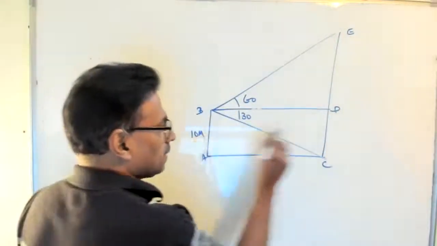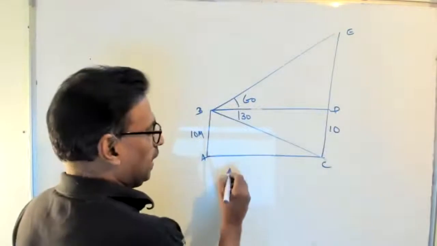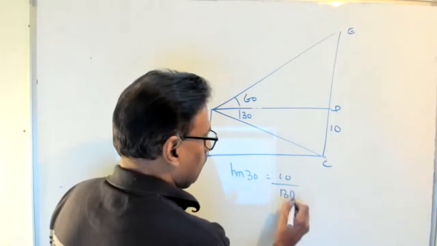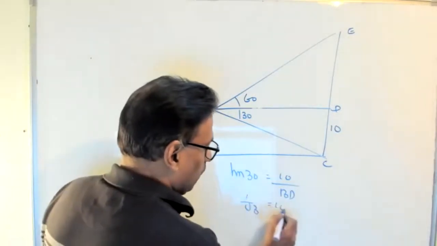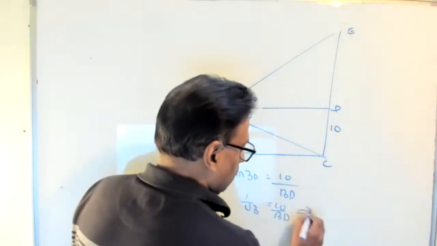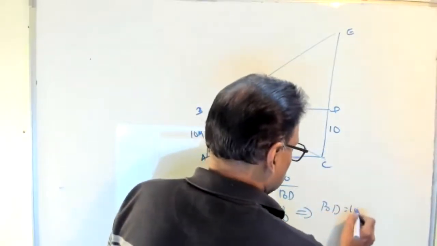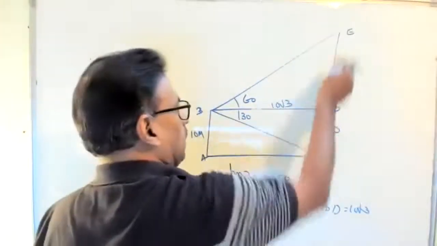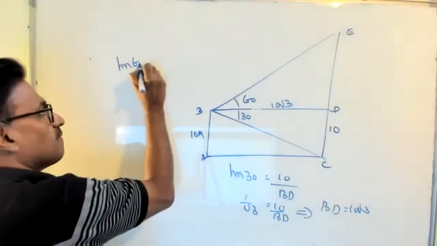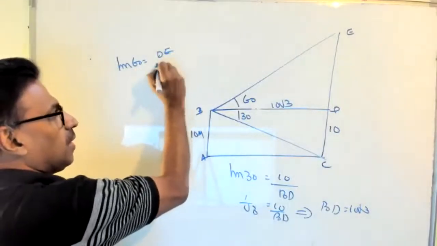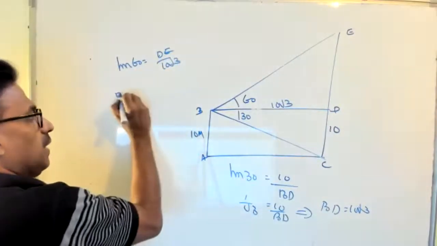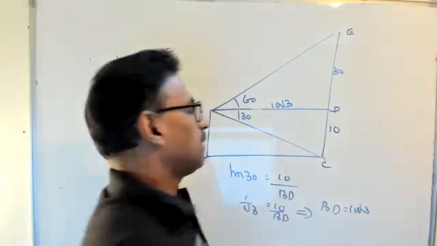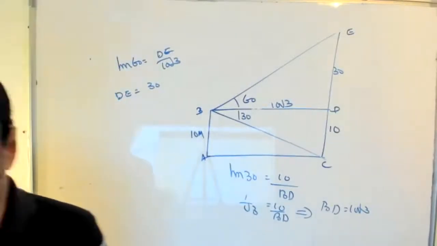Okay, this is 10, this is also 10. So we can take tan 30 equal to 10 divided by BD. 1 by root 3 equal to 10 by BD, which implies BD equal to 10 root 3. Now we can find tan 60. Tan 60 equal to DE divided by 10 root 3. So DE equal to 30. So height is 40, distance is 10 root 3. Okay, copy fast.